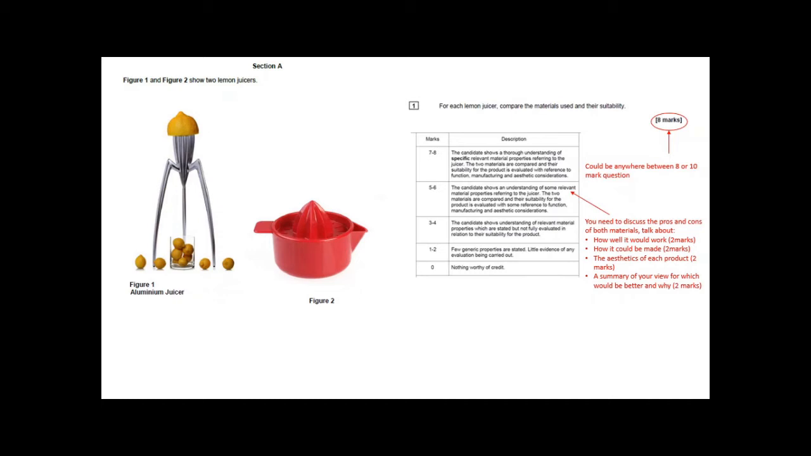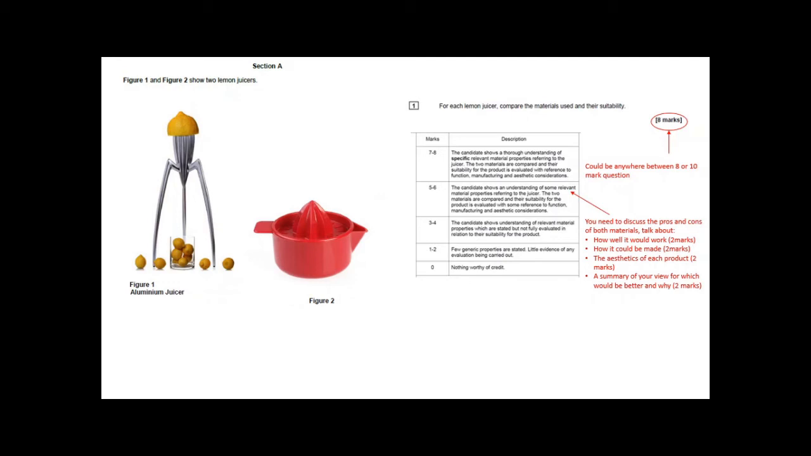So this could be an 8, 10 or 12 mark question. Just happens to be an 8 mark one. So what I've done there is I put the marking criteria on there for you. So for 8 marks, you need to discuss the pros and cons of both materials. So you really need to talk about how well it would work, which would be about 2 marks, how it could be made, 2 marks, the aesthetics of each product, 2 marks, and then a summary of your view of it, which would be the other 2 marks. That gets you a total of 8 marks.